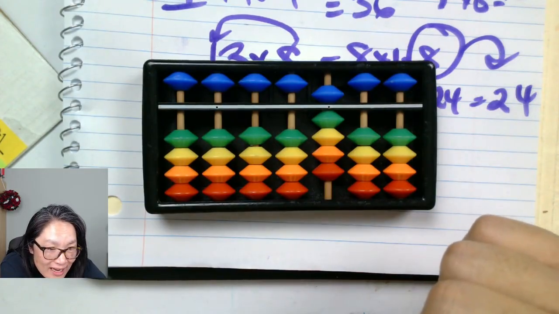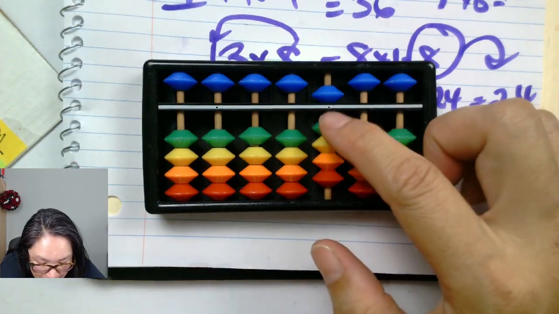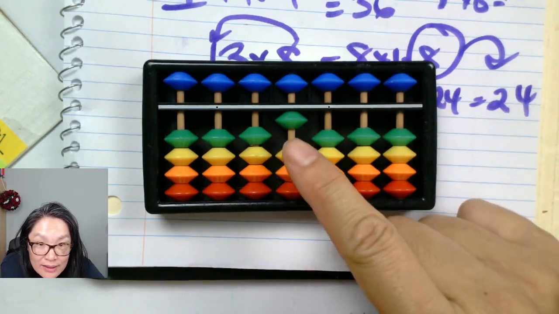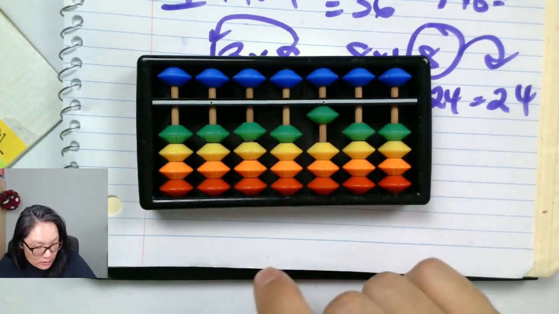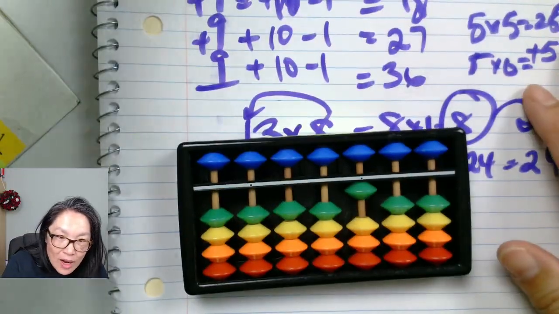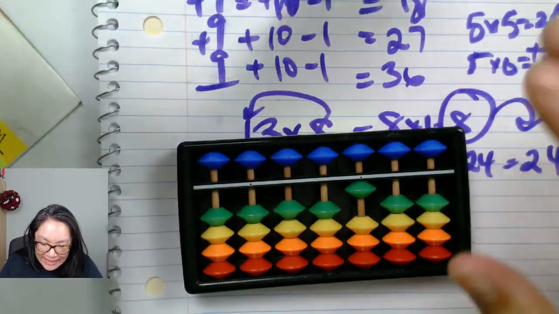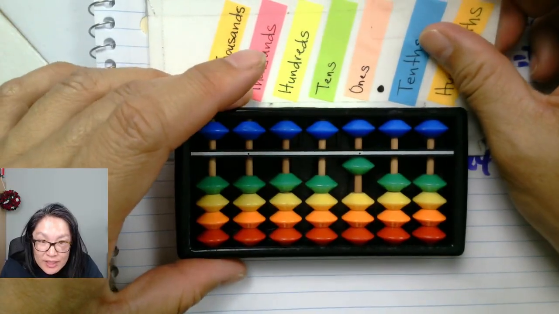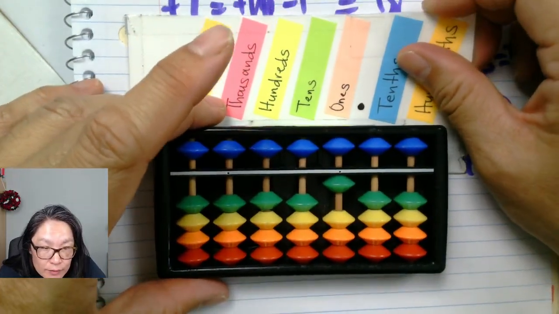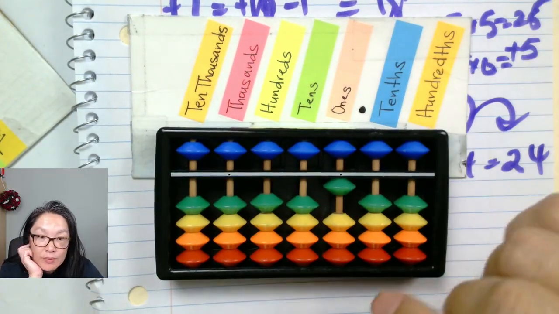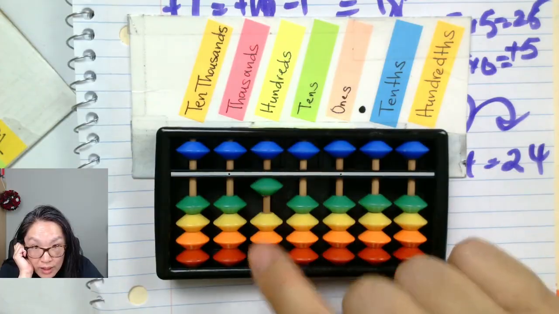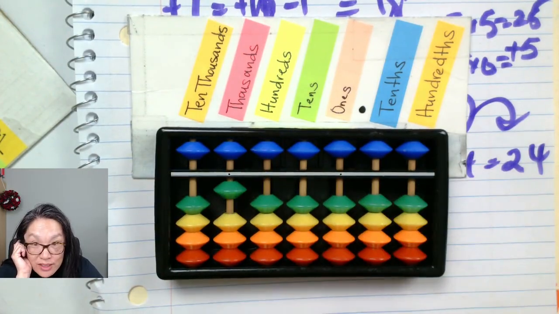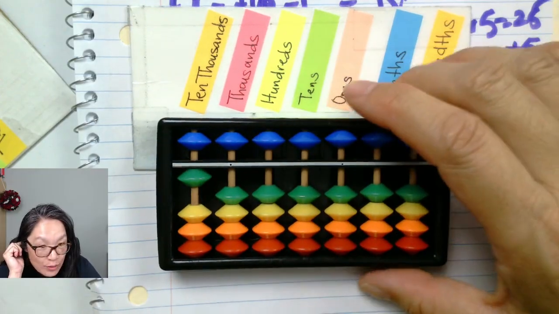Well, what's after 9? After 9 is 10. But wait a minute, that's 1. That's not 1, that's 10. Just as how this is 1, right? Why is that? Because every column is a place value. Every column is a place value. 1, 10, 100, 1,000, 10,000.